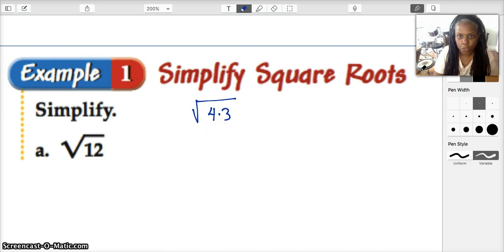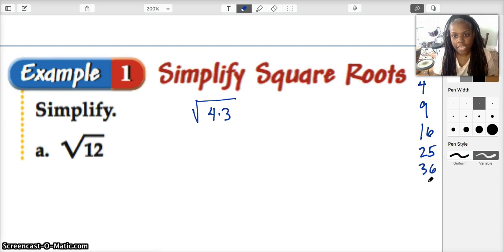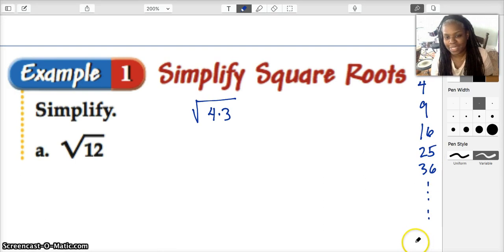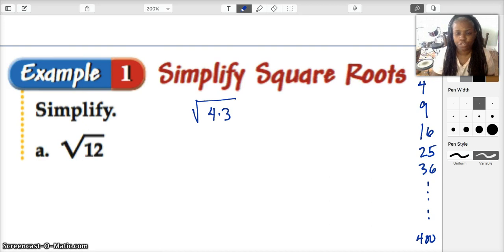And perfect squares are 1. 1's kind of useless in this situation, but 4, 9, 16. You get what I'm doing. 5 times 5, 25. 6 times 6, 36. It is really a good idea for you guys to memorize, and I know you don't like to memorize, down to 400 or 20 squared. The reason why is that those numbers are going to keep coming up, and it comes up a lot when we simplify.